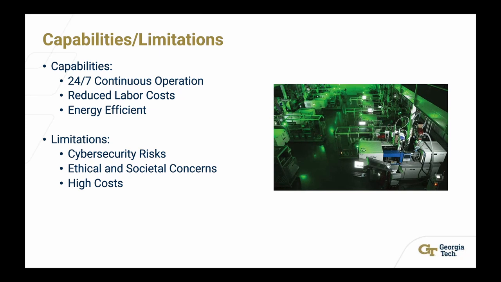Its capabilities include the fact that machines operate without breaks, enabling uninterrupted production and maximizing the output. Also, reduced labor costs and the process being able to operate in environments without lighting, heating, or cooling lowers energy usage and costs. Its limitations, however, include cybersecurity risks, ethical concerns of human labor being replaced, and high costs of equipment to keep the process running.